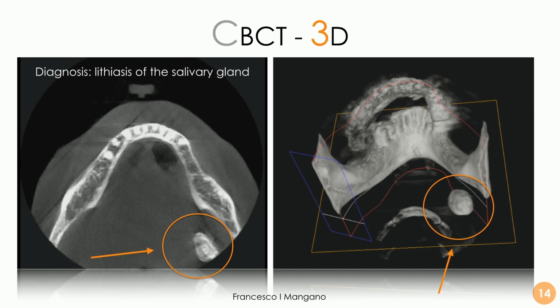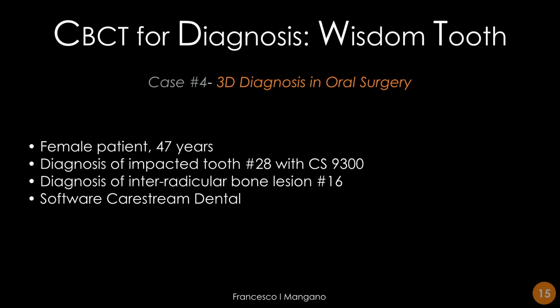We are talking about a lithiasis of the salivary gland, and the position was absolutely not in the mandible. It was quite far from the mandible, but the superimposition that we have with 2D radiographs made it impossible to clearly pose a diagnosis. So the best way to reach the diagnosis in this case is to use cone-beam computed tomography. The pain of the patient was related to this condition, the lithiasis of the salivary gland.